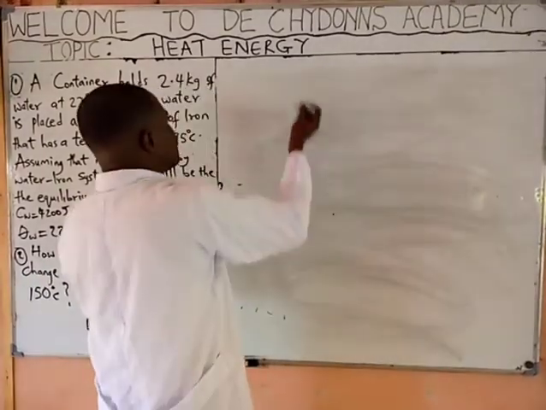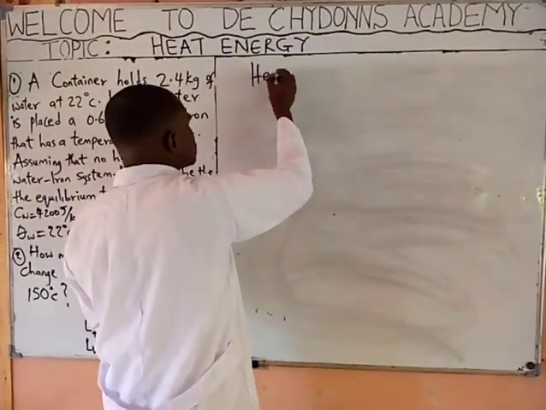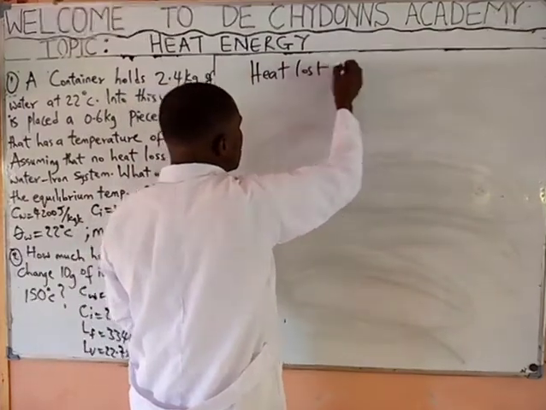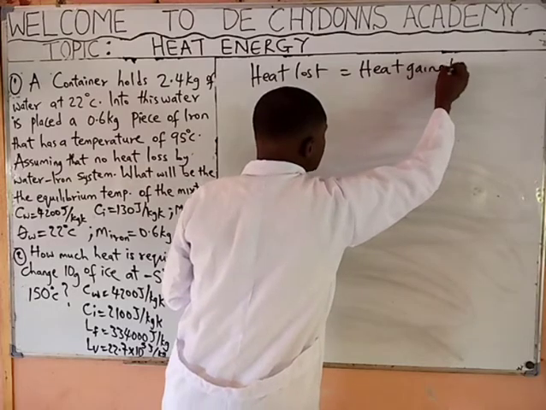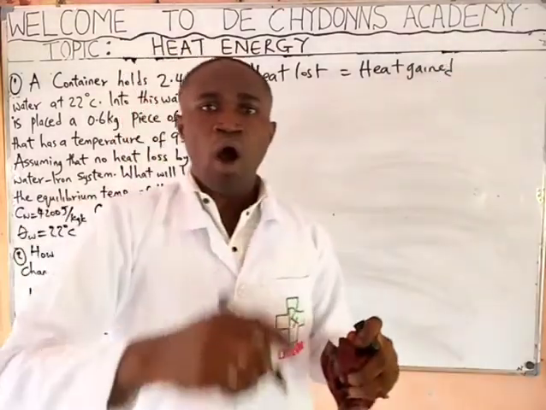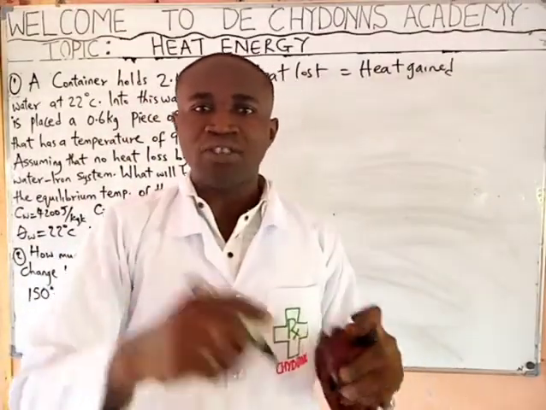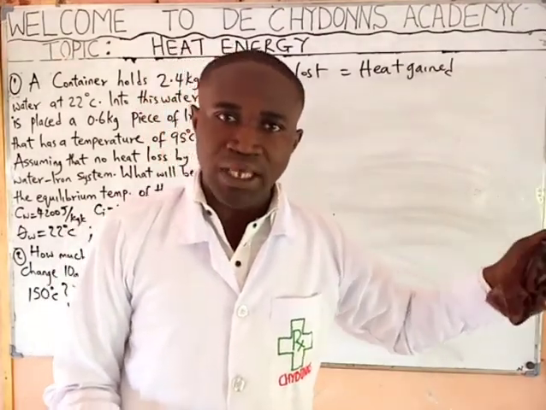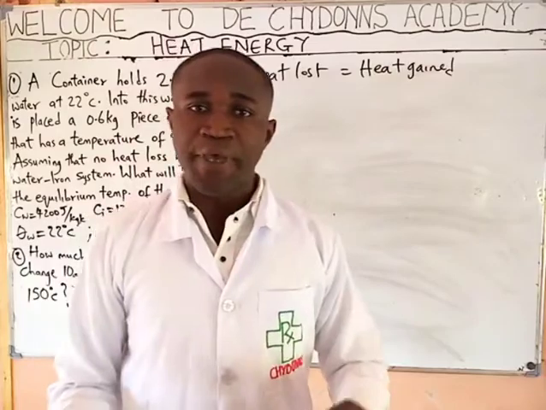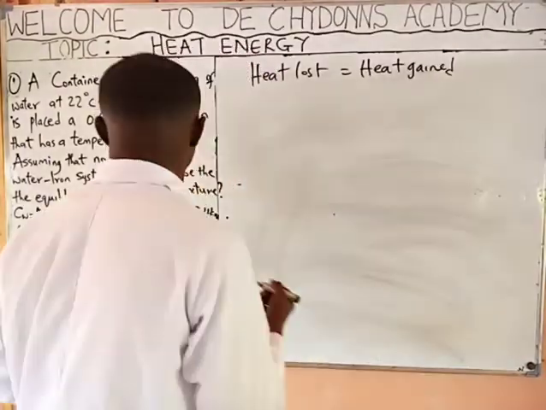Don't forget this relationship. That will be very important as we go into calculation. The relationship that says heat loss equals heat gain. So we need to know what loses heat and what gains heat. Only the hotter object will be losing heat and the colder object will be gaining heat. Let's see the question on the board.